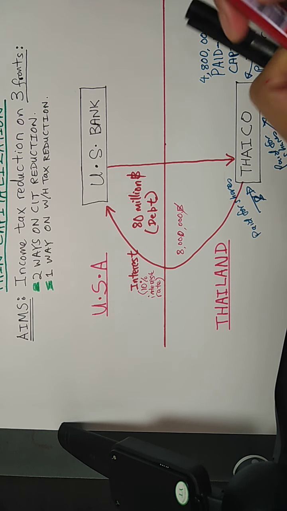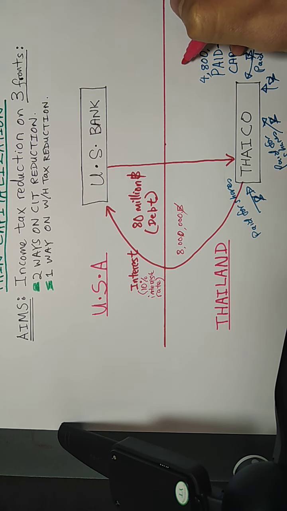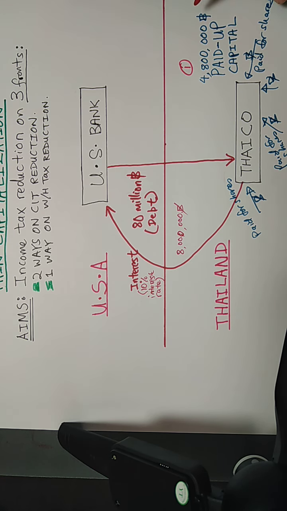If you cannot see it yet, I'll write it out in a slightly different red color. One, small company, low paid up capital, subjected to lower CIT rate, depending on the net profit amount, as explained in your explanatory notes.